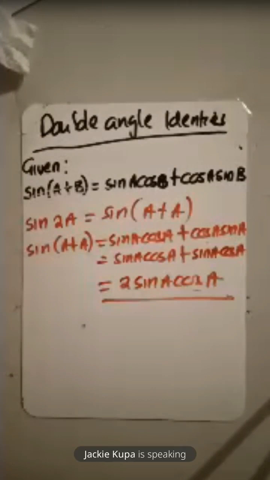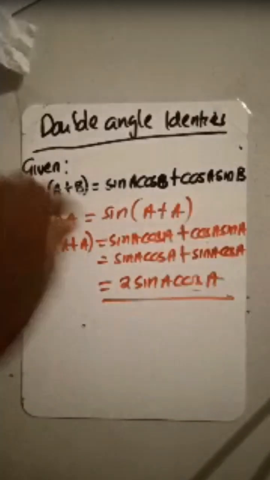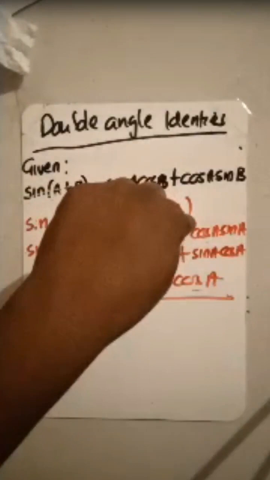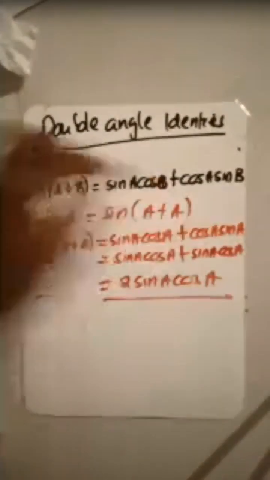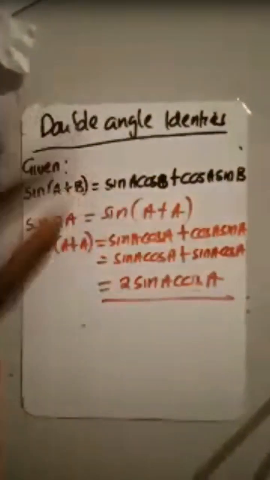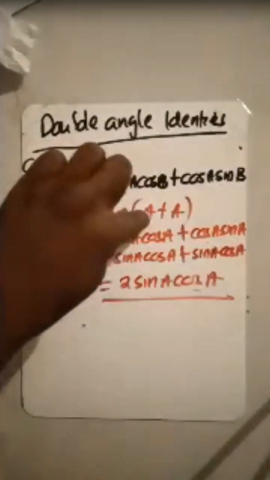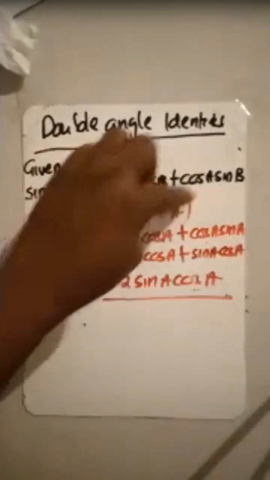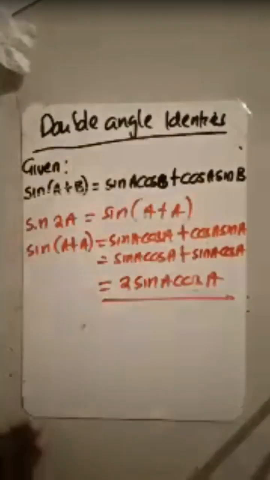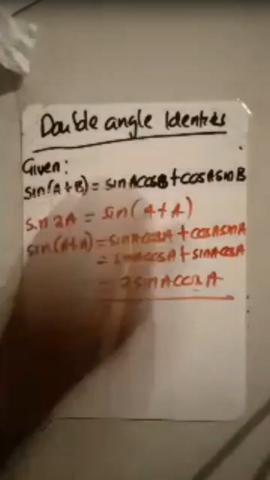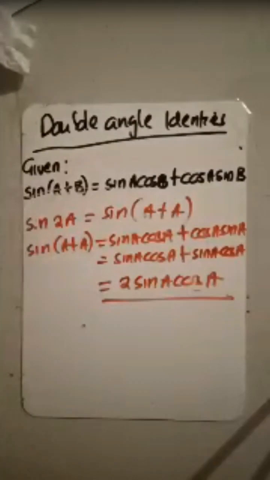No, sir, it's fine. Okay, so the idea is 2A is the same as A plus A. So now A plus A becomes compound. So now sine A cos A plus cos A sine A, because now where there was B, now there's A. So there is the proof.